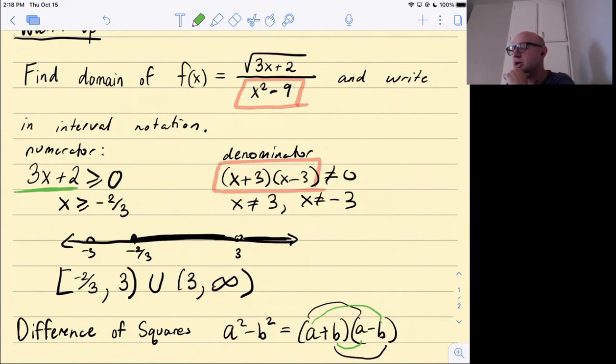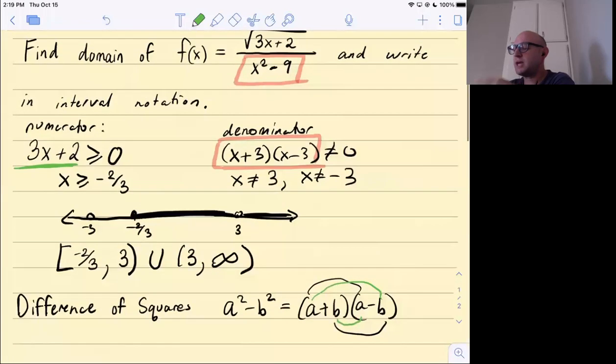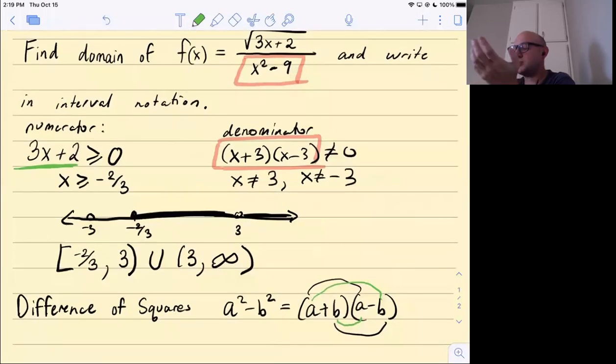So if it was x squared plus 9, you don't have to worry about this factorization. It's just not going to factor. Some cases we'll learn later, sometimes you have a quadratic and it just doesn't factor. You just have to leave it as it is. In that case, you would just simply write negative 2/3 to infinity. And you don't need to worry about any 3 or minus 3, because there's nowhere in the denominator that gives you any problems.